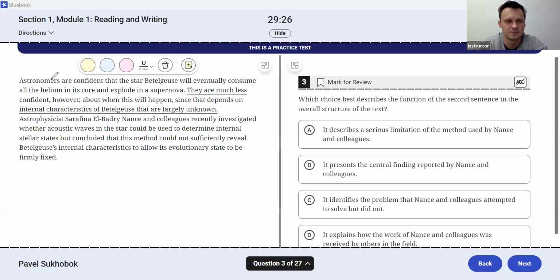Astronomers are confident that the star Betelgeuse will eventually consume all the helium in its core and explode in a supernova. Okay, so right away, a lot of students might read that and it might seem like a foreign language, but I would encourage you again to really visualize that. So what am I picturing?